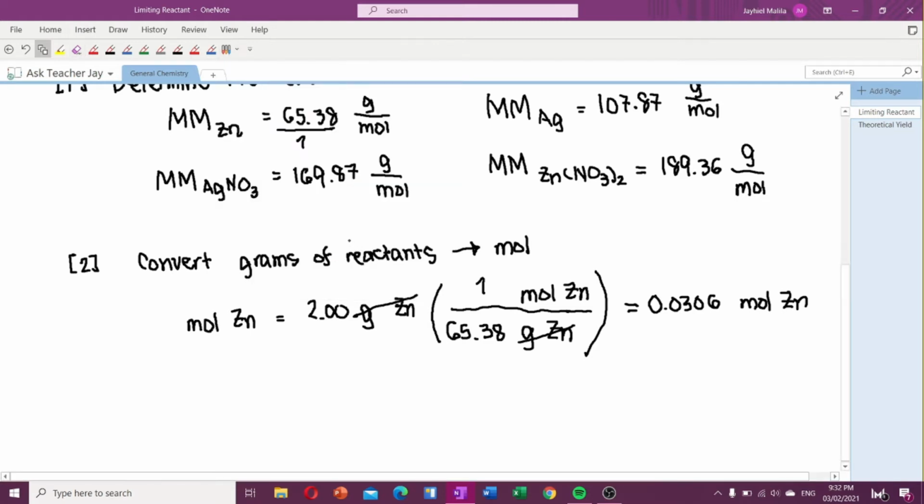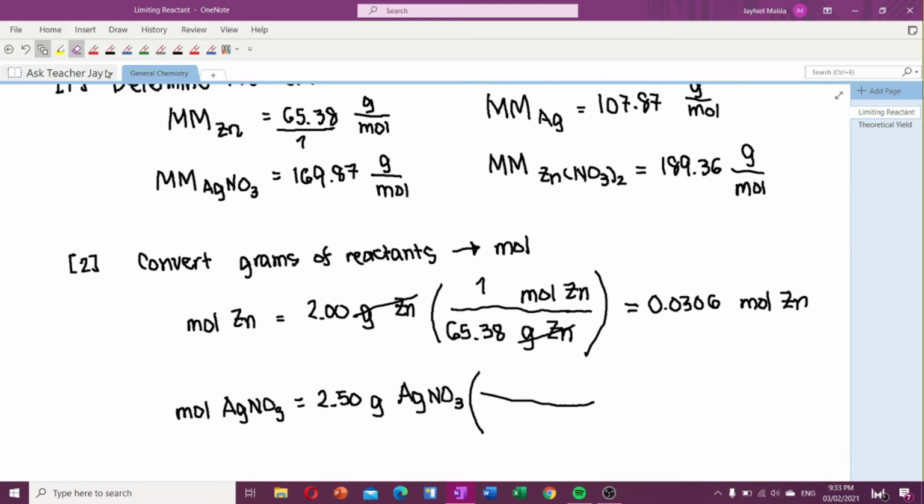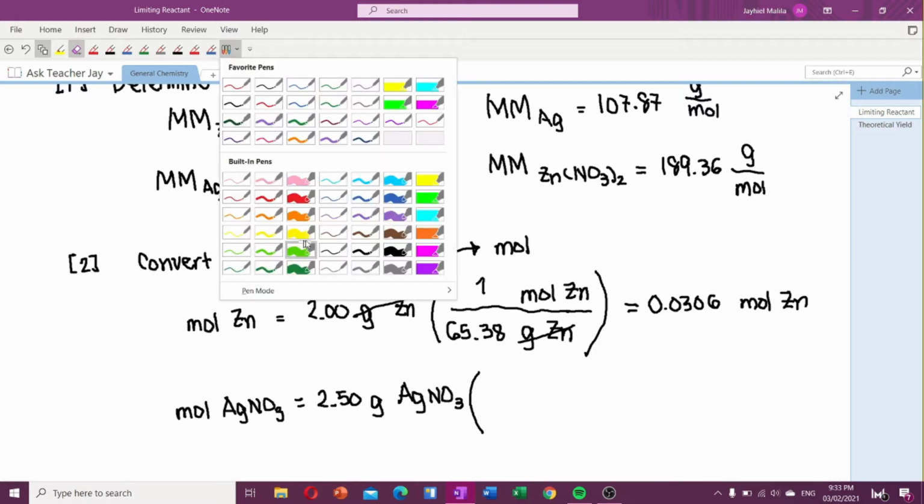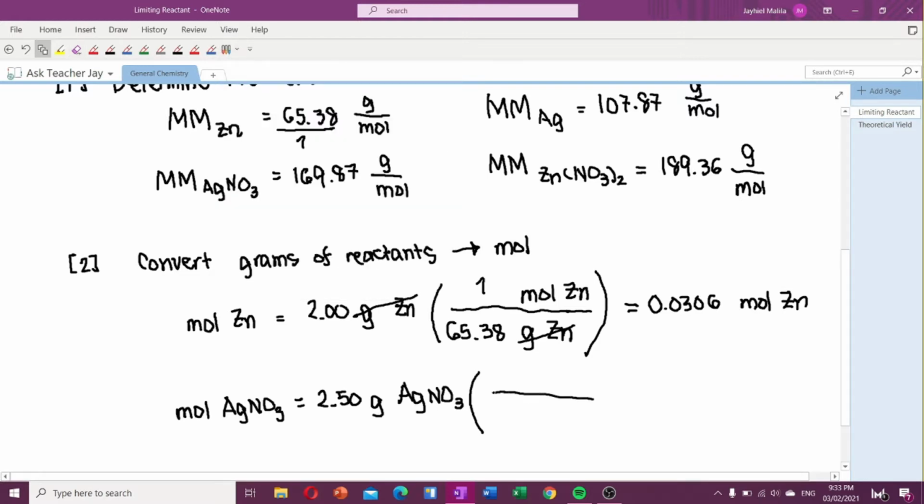Okay, let's now go to the moles of silver nitrate, moles of AgNO3. For the moles of AgNO3, you have 2.50 grams of AgNO3, and we still do the same thing. Divide 2.50 grams by the molar mass. So grams AgNO3.